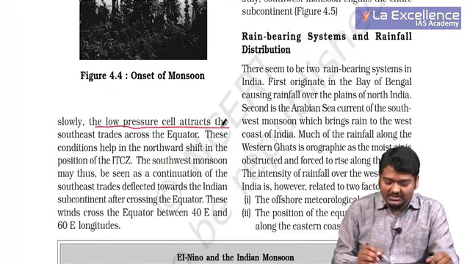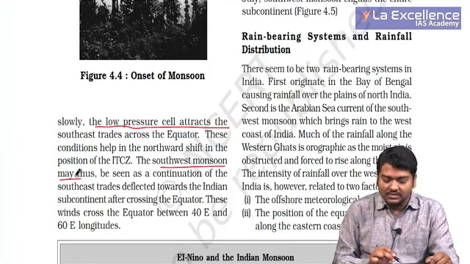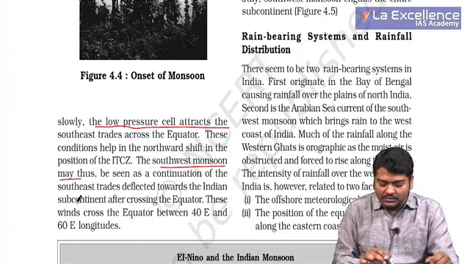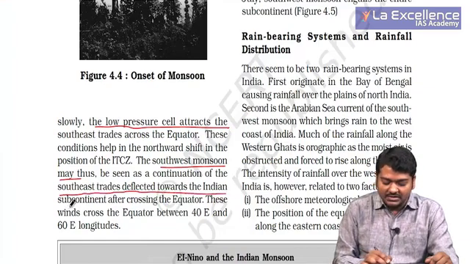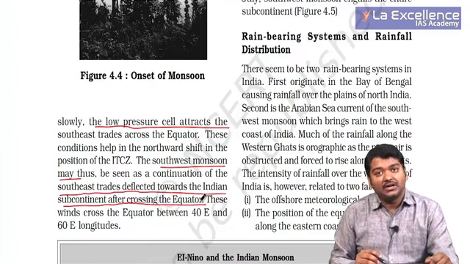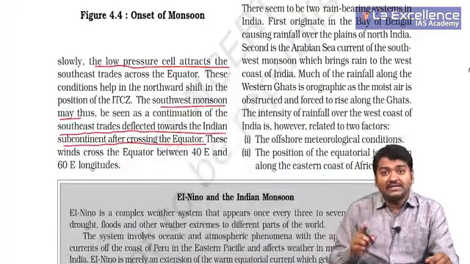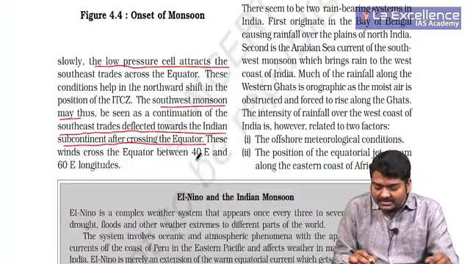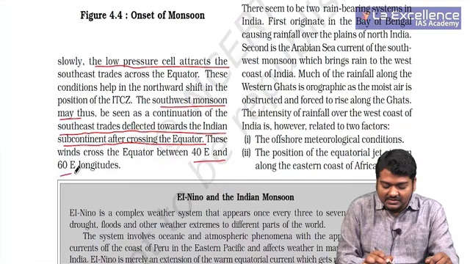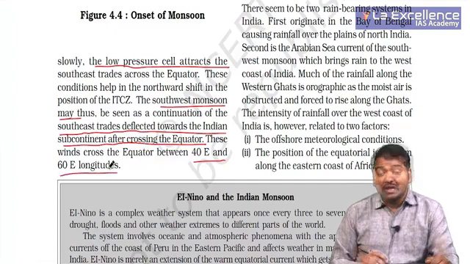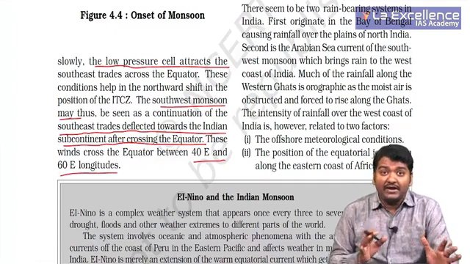and once it crosses the equator, this becomes the southwest monsoons. And this southwest monsoon is nothing more than southeast trade winds deflected towards the subcontinent after crossing the equator. Where exactly does this deflect? It is in between 40° east to 60° east longitudes. Is this important? Yes, it's very, very important.